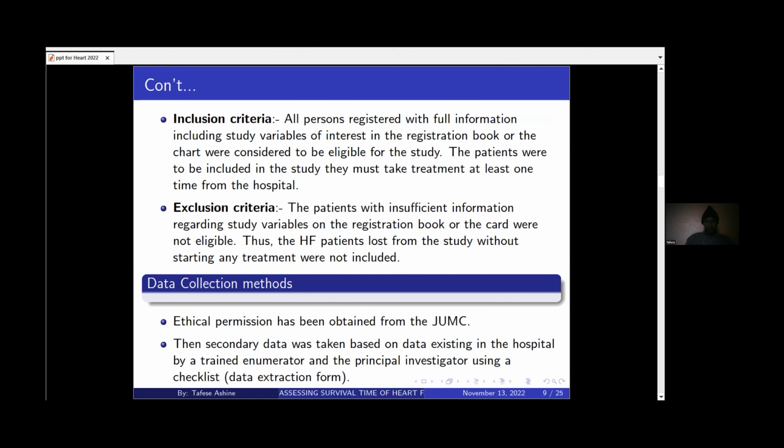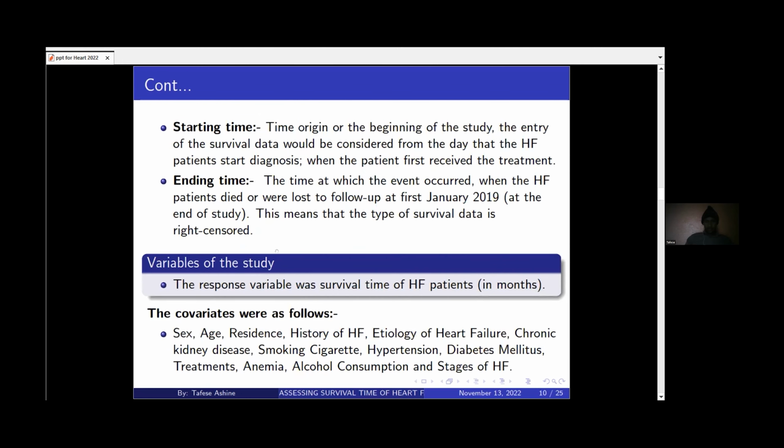Ethical permission has been obtained from the Medical Center. The secondary data was taken based on data existing in the hospital by trained data collectors and the principal investigator using a checklist and data extraction.